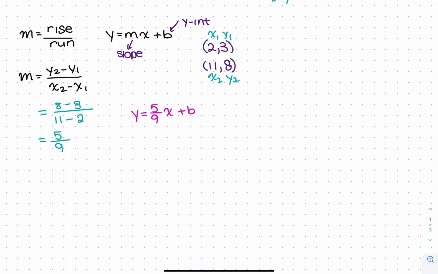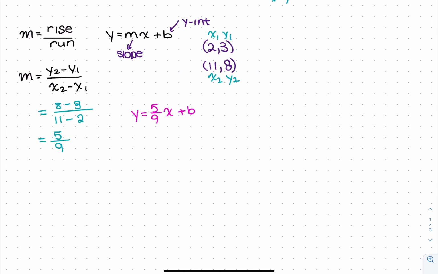We're not quite done because we need to figure out what this b is. And how we can go about doing that is if we have two variables, x and y, we can plug in a known x and y. We actually know two different ones. We know 2, 3 and 11, 8. So we can choose which one we want to work with. So we have 2, 3, which is probably easier as the numbers are smaller. So let's plug that in.